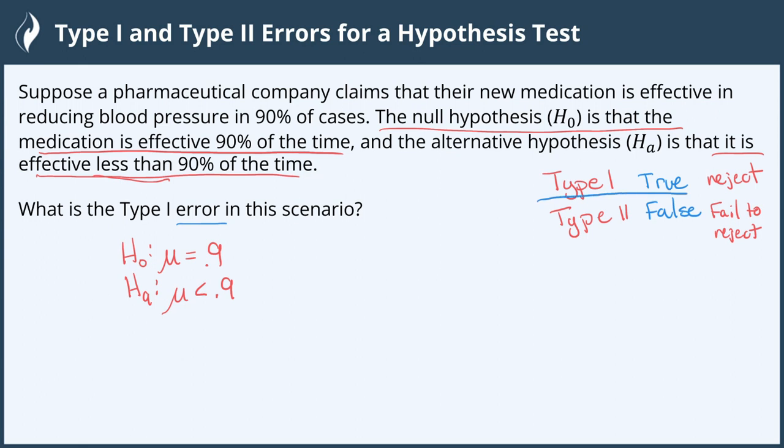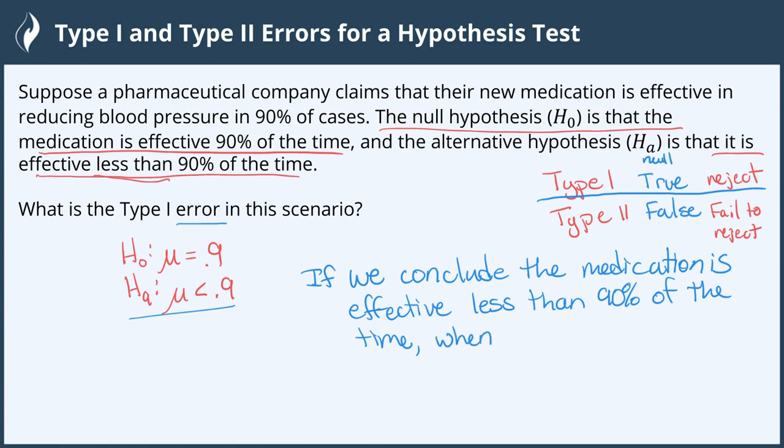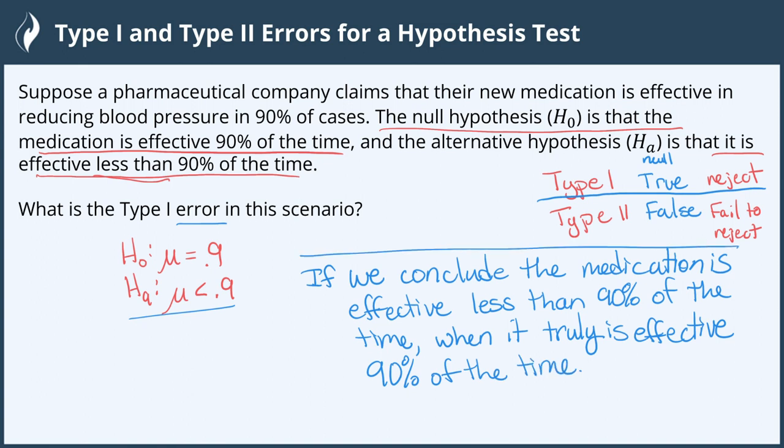Now again, the type 1 error is that the null hypothesis is true, but we reject it and we accept the alternative. So the alternative is that it is less than 90%. So a type 1 error would be concluding that the medication is effective less than 90% of the time, when actually the pharmaceutical company's claim is true, that their medication is effective 90% of the time. We've now identified the type 1 error for this hypothesis test, and we're all done.